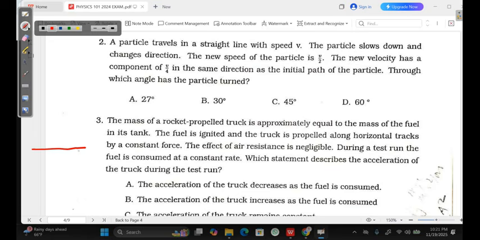The new velocity has a component of v over 4 in the same direction as the initial path of the particle. Through which angle has the particle turned? But I want you to understand in this way. Even if you don't understand what it means in a straight line, I'm going to take it in the x direction. Even in the y direction, the answer remains the same.